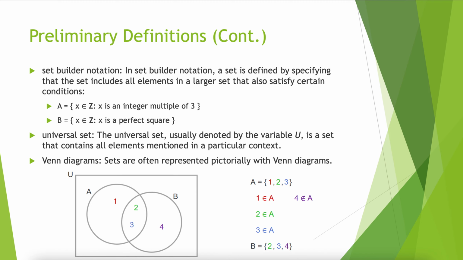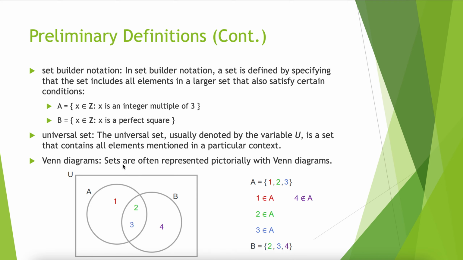You have different set builder notations. A set is defined by specifying all the elements that are included in that set and also satisfy a certain condition. So let's say set A is equal to x belongs to Z, where x is an integer multiple of 3. B on the other hand is a set where x belongs to Z and x is a perfect square. So these are specific conditions and it includes all the elements in that set. Now the universal set is denoted by U. Essentially it is a set that contains all the elements mentioned in a particular context. So again, if I say COT 3100, it includes all of you, it includes whatever work you do and so on and so forth.